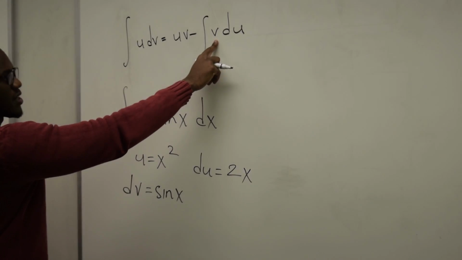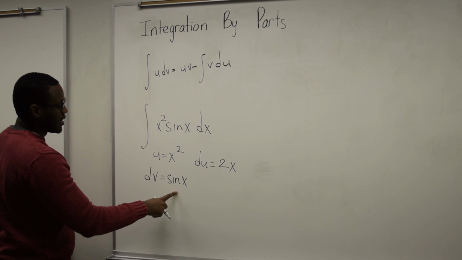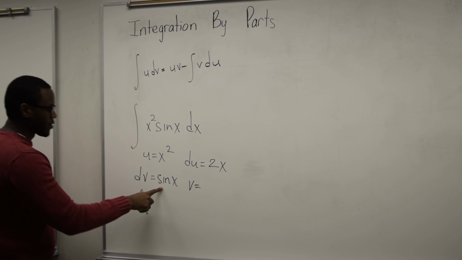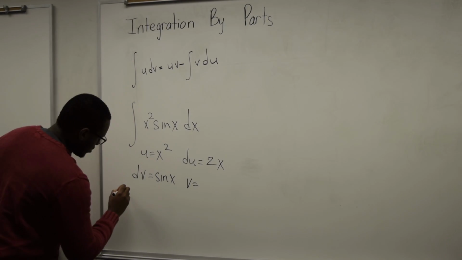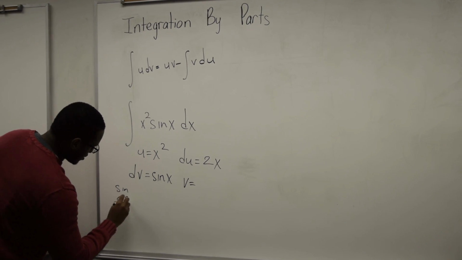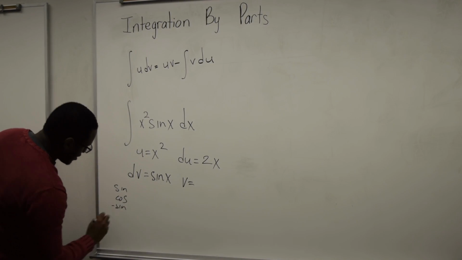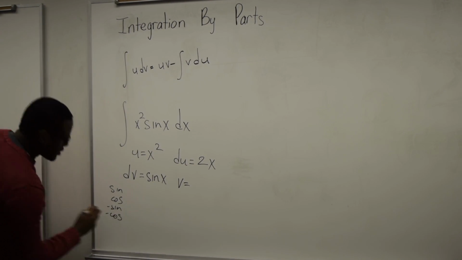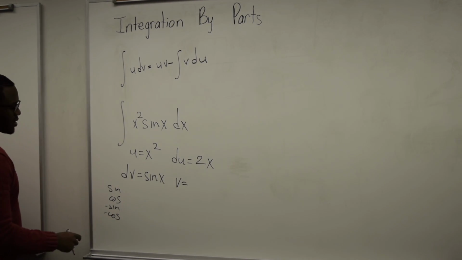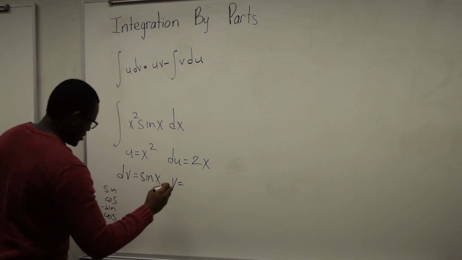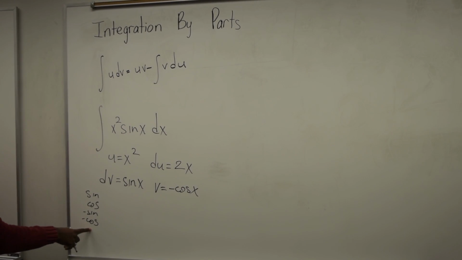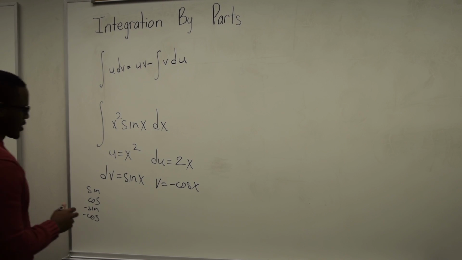And now, in this expression, I have a v, so that means I have to integrate in order to get my v on this side. So v is equal to the integral of sine of x. So you have derivative of sine is cosine. After cosine is negative sine. And after negative sine is negative cosine. So if I have sine of x, then that means that negative cosine is what the integral of sine of x will be. So you have negative cosine of x, because the derivative of negative cosine of x is sine of x. Okay.